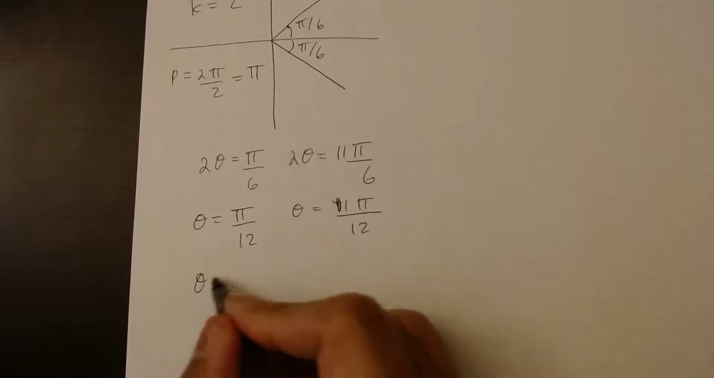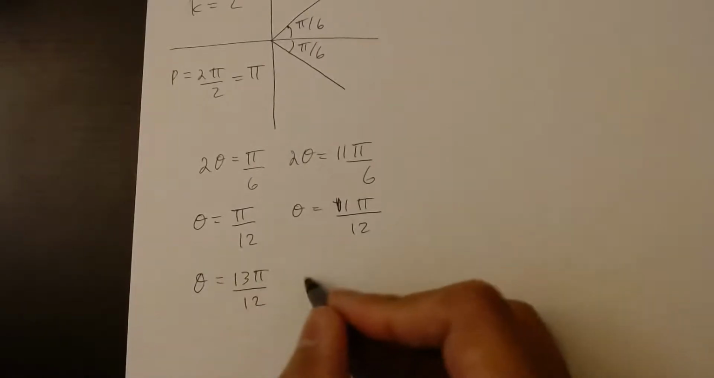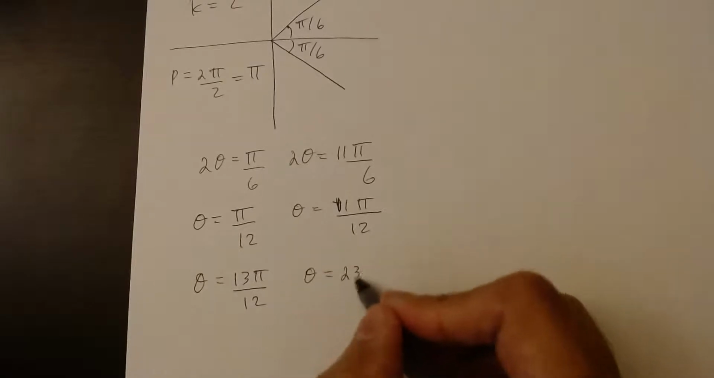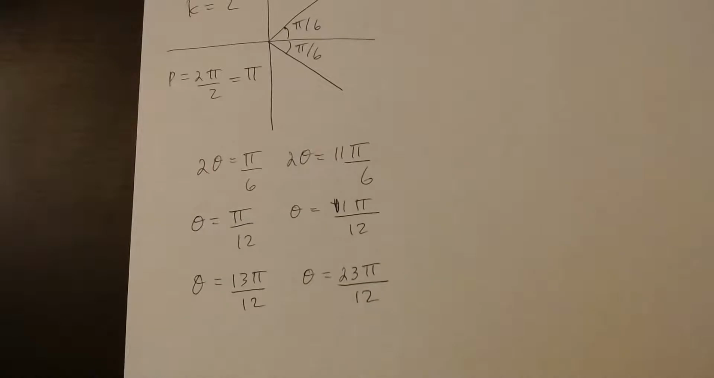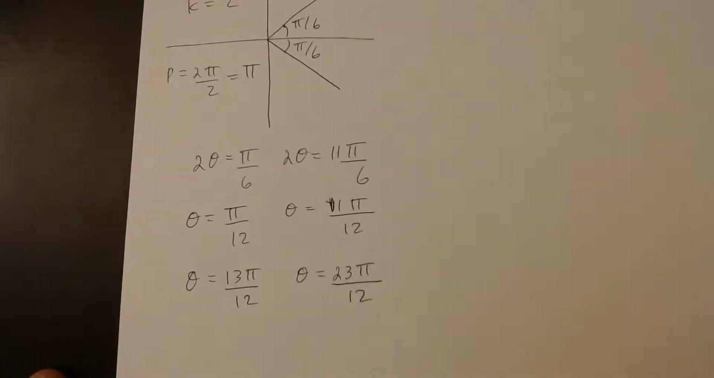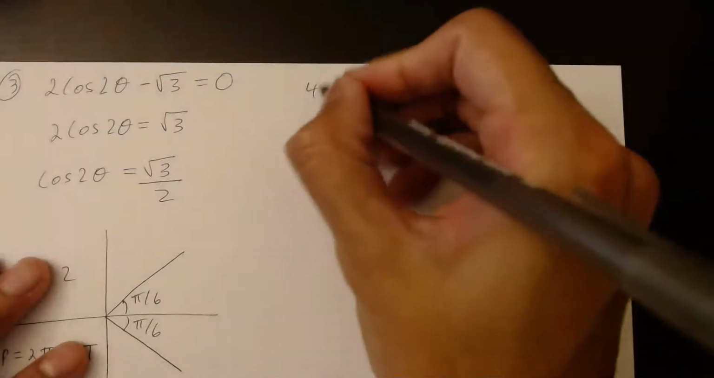And then I'll add pi to these two values. So this is going to become 13 pi over 12. And this is going to become 23 pi over 12. And these are my 4 solutions in this question. Okay, let's go to the fourth question.